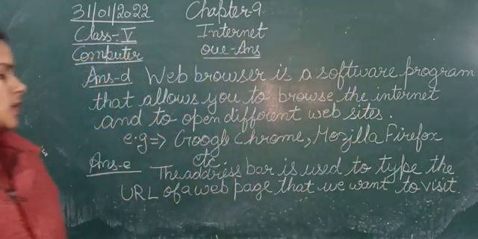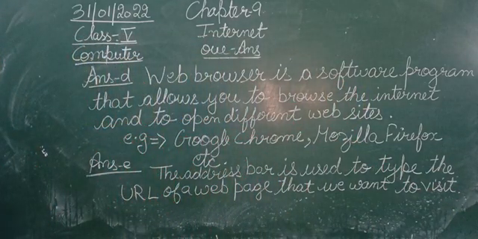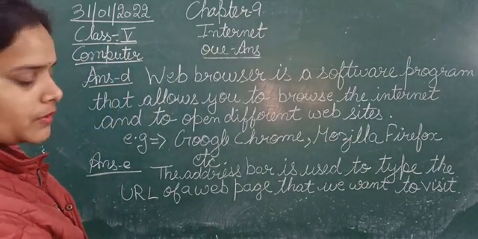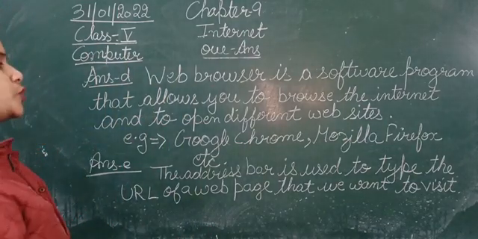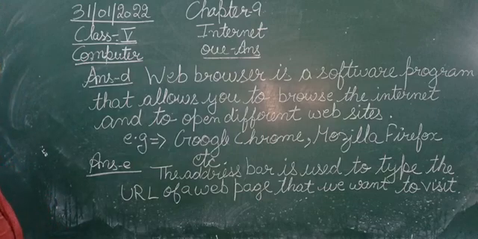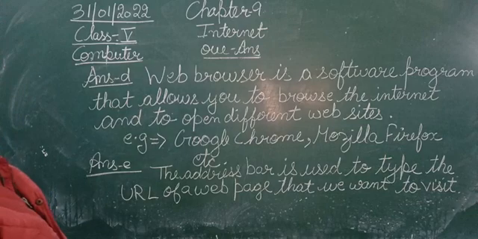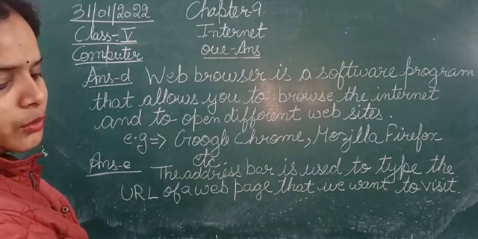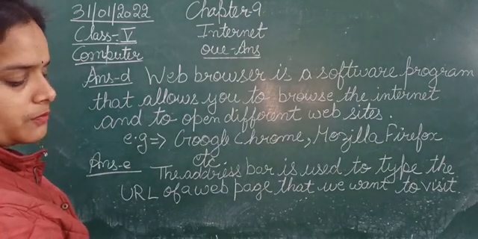Okay, so this is the answer for the question number E. So what is an address bar? The address bar is used to type the URL, that is the web address of a web page that we want to visit. Okay, so this is the answer for the question number E. You can pause it here and note it down in your notebooks.